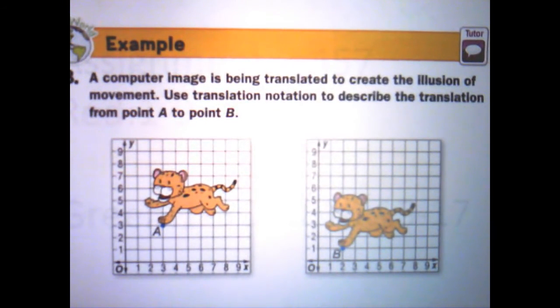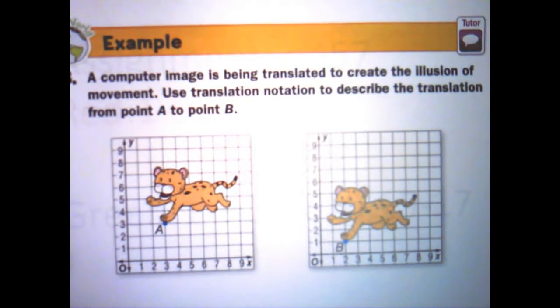So a computer image is being translated to create the illusion of movement. Okay, this is the fundamentals of animation here, folks. By frame, you change the position, you speed up the rate at which you show the frames, and that's how you animate things. That's how you give the appearance of movement. Now compared to your video games and your animated TV shows and movies, this is basic level stuff, but it is the same concept that is applied to those fields.